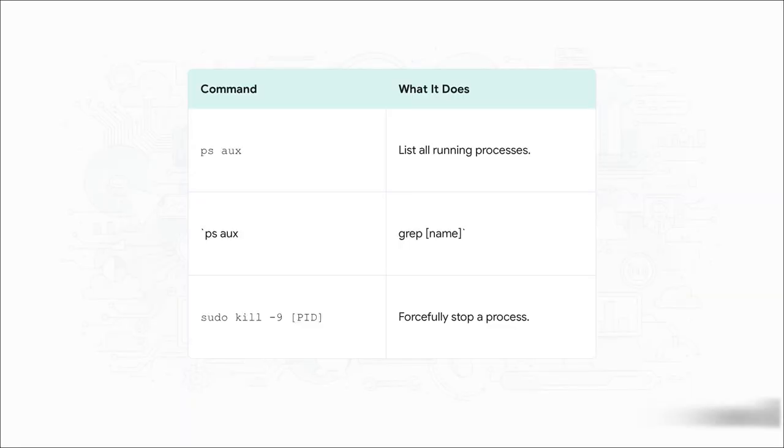To wrangle a rogue process, you start with ps aux to get a big list of everything running. Then, you use that pipe symbol and grep to hunt down the specific process you're looking for and find its process ID, or PID. Once you have that number, kill -9 is, well, it's the final answer. It just terminates that process, no questions asked. Perfect for those stubborn apps that refuse to shut down nicely.